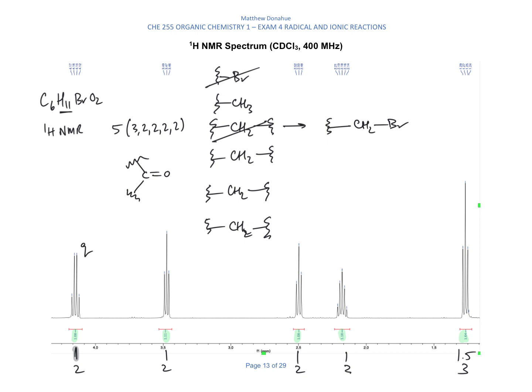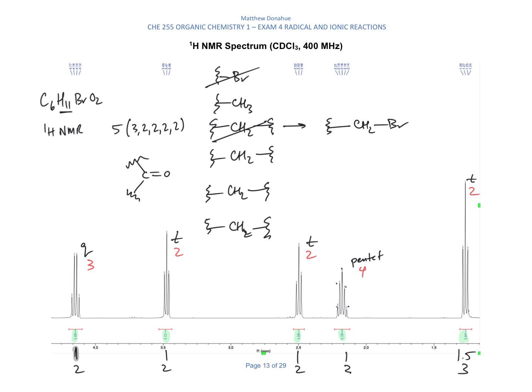We have 4 lines, it's a quartet. 3 lines is a triplet. 3 lines is a triplet. 1, 2, 3, 4, 5. That's a pentet or quintet. 3 lines is a triplet. So now we can put under there. So a quartet comes from 3 neighbors. A triplet comes from 2. 2 and 2. A pentet, so 5 is equal to 4 plus 1. That is 4 neighbors.